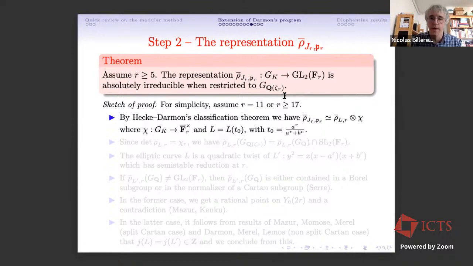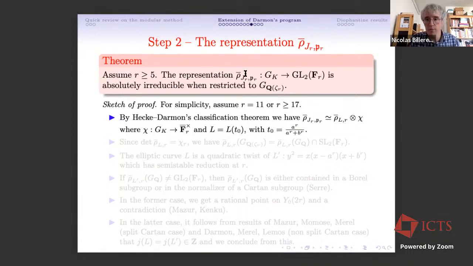So first of all, by this classification theorem of Hecke and Darmon, what we get is that our representation rho bar is isomorphic, up to twisting by a character of G_K, to the representation we obtain from the specialization of the Legendre family, because remember that up to equivalence there is only one Frey representation of signature (R,R,R), and that representation arises from the Legendre family. So we have this isomorphism there.